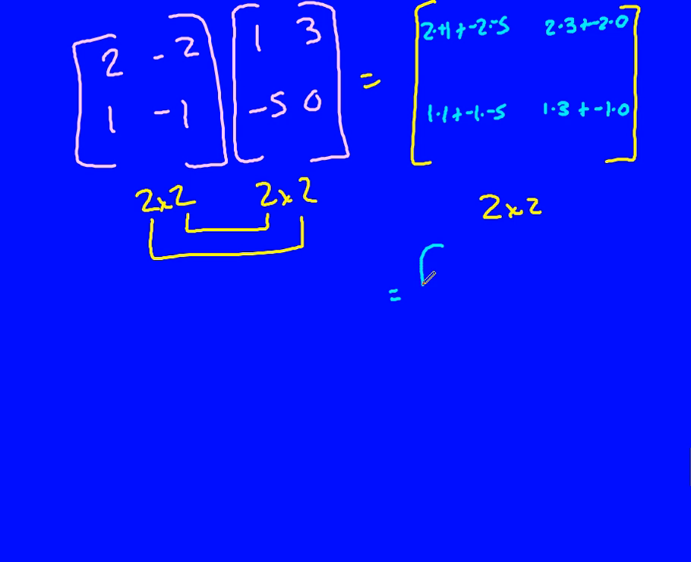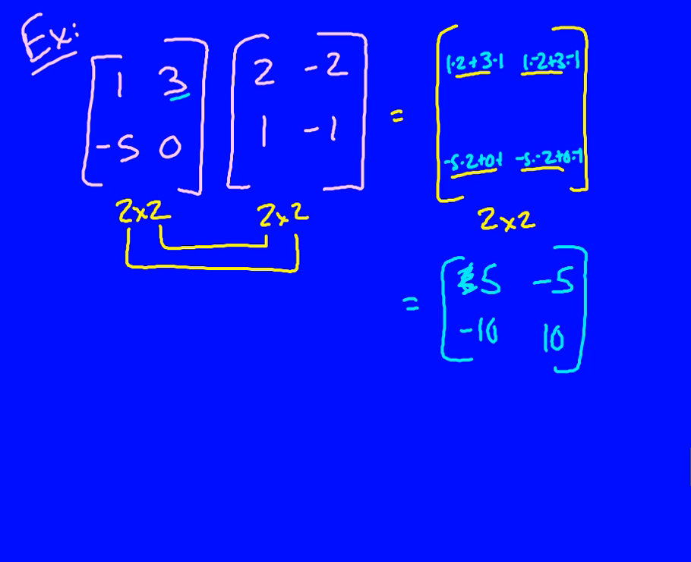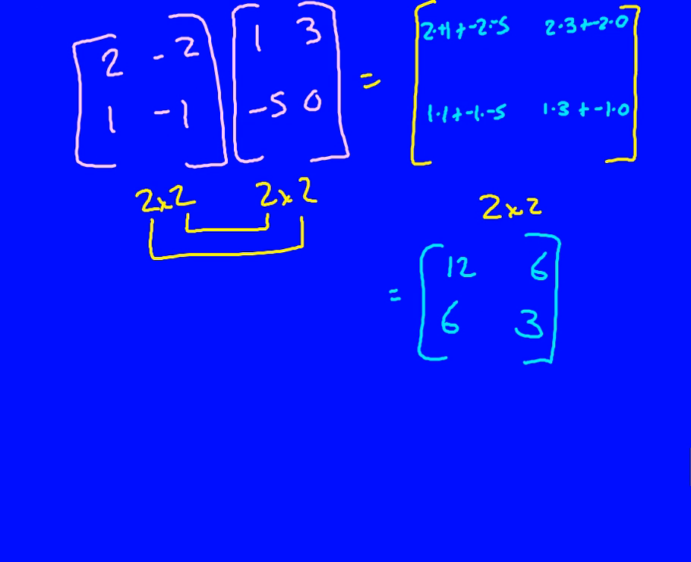So when I simplify that, I should get 12 in the top left. In the top right, I should get 6. Down here, I should also get 6. And here, I should get 3. So what you should definitely notice is that these two matrices definitely are not even close to being the same.